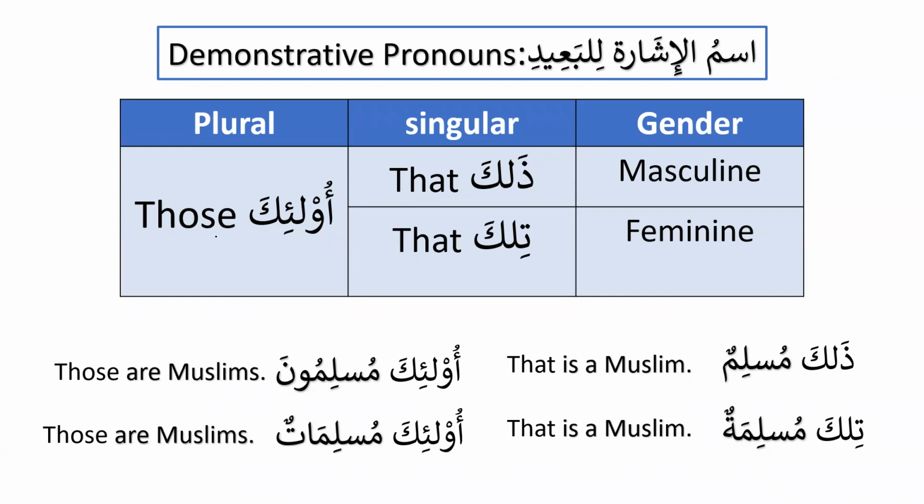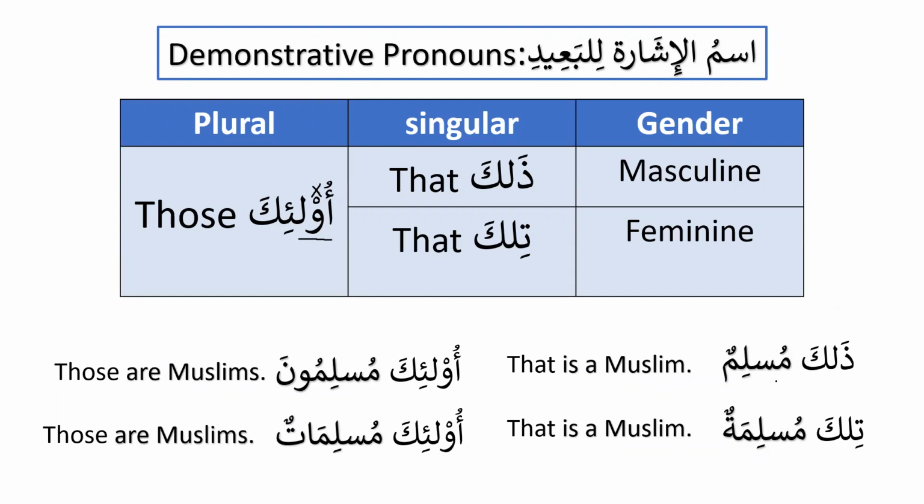It means those, and we can see that for both singular masculine and singular feminine, the plural is the same, which is ulaika. Also, please notice that the waw of ulaika is not pronounced. It's an additional, extra waw. When we read it, we say ulaika, and there is no need to prolong it for 2 seconds. You can't say ulaika with a long sound. That will be a mistake. We will say ulaika. It means those.